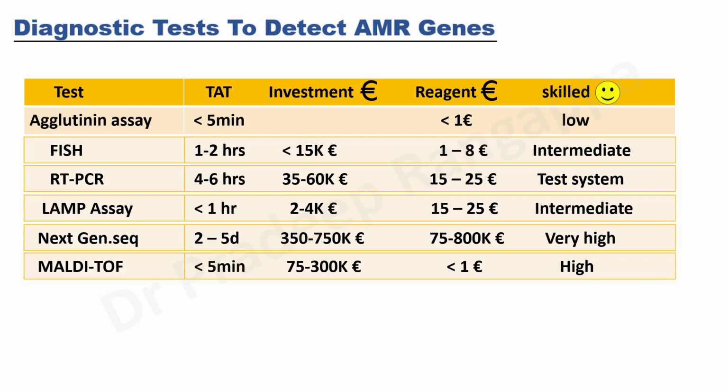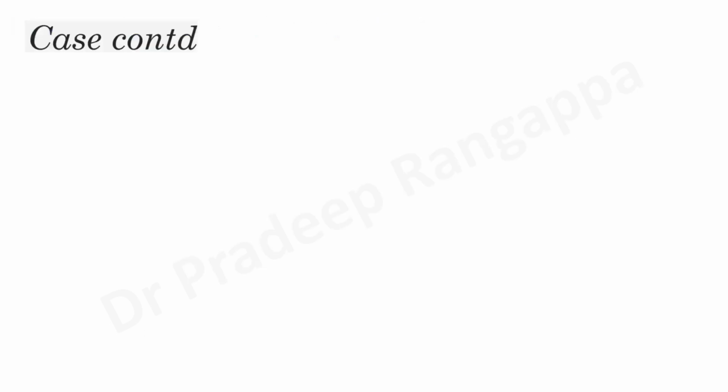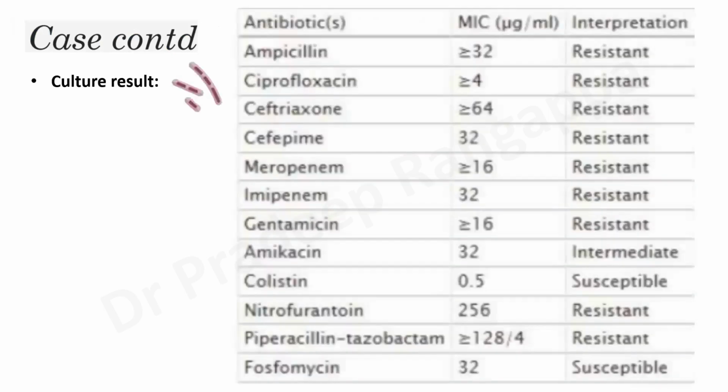MALDI-TOF is available in few places. I hear Narayana has MALDI-TOF. So, which is matrix assisted laser desorption time of flight. And as you see, turnaround time is less than 5 minutes, and the reagents are very cheap and the skill levels are high. So these are the sort of tests currently available to identify all the genes that are responsible for causing resistance. And now there is a new technique that has come, which is called nanopore technology. Currently, as I'm speaking, there is one that has come to Bangalore. So you will start soon hearing that people will start doing nanopore technology also to identify all the genes. Okay. So that's a brief overview of the sort of tests that you could adopt to identify the resistance patterns in these patients. So we'll go back to this case.